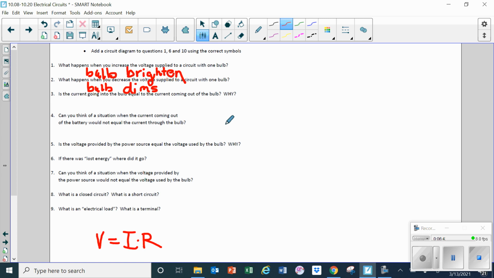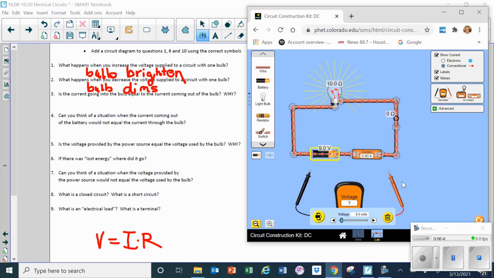Okay, so it asks the question, is the current going into the bulb equal to the current coming out of the bulb? And let's take a look at that. Now I've got an ammeter here. This is the current going into the bulb. It comes out of the battery, goes up here, goes into the bulb. Now I'm going to add a second ammeter right here, and we're going to test this. Notice I can put another ammeter in this, which is kind of nice. So we can actually see what happens here.